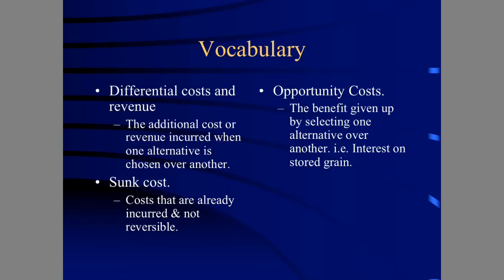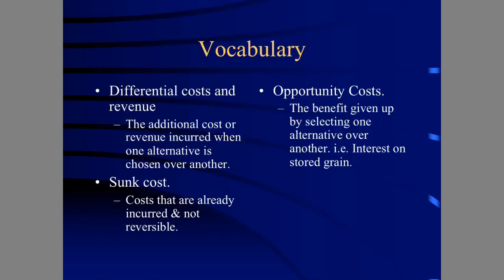So let's look at the differential cost and revenue. Is it the additional cost or revenue incurred when one alternative is chosen over the other? So if we take the plan, what will our cost and revenue be? And is it worth it? And what's our cost and revenue if we don't take the plan? Opportunity cost is the benefit given up by selecting one alternative over the other. Is it the interest on the store, gained? Sunk costs are costs that are already incurred and not reversible.